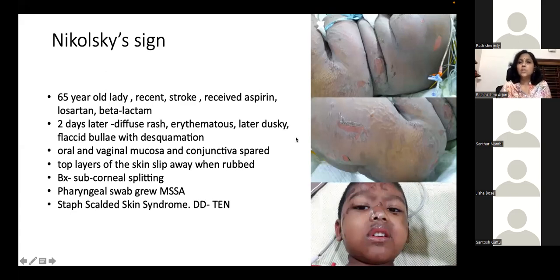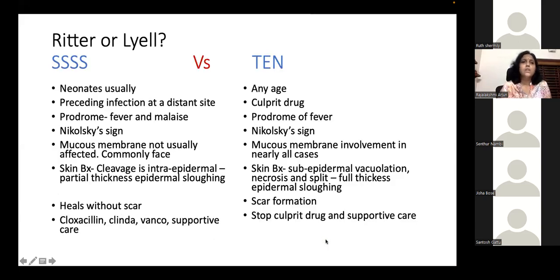But this age is not classical. An adult is not a classical case for staphylococcal scalded skin syndrome; it usually affects children, and they do well if appropriately managed. The other name for scalded skin syndrome is Ritter disease, and TEN is called Lyell syndrome. So what is the difference?